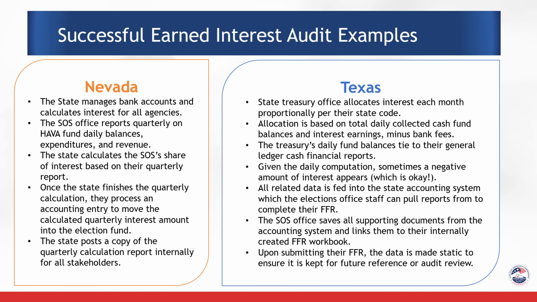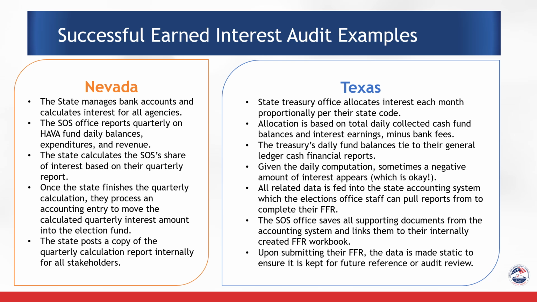In Texas, the state treasury office allocates interest once a month proportionally to their state code. Allocation is based on total daily collected cash fund balances and interest earnings, minus the bank fees. The treasurer's daily fund balance is tied to their general ledger cash financial reports. Since this is a daily computation, sometimes the amount of interest appears negative, and that's okay. Markets go up, markets go down. Every once in a while, when you're reporting on a quarterly basis, if you are monitoring interest this way, you might show a negative balance even in your FFR.